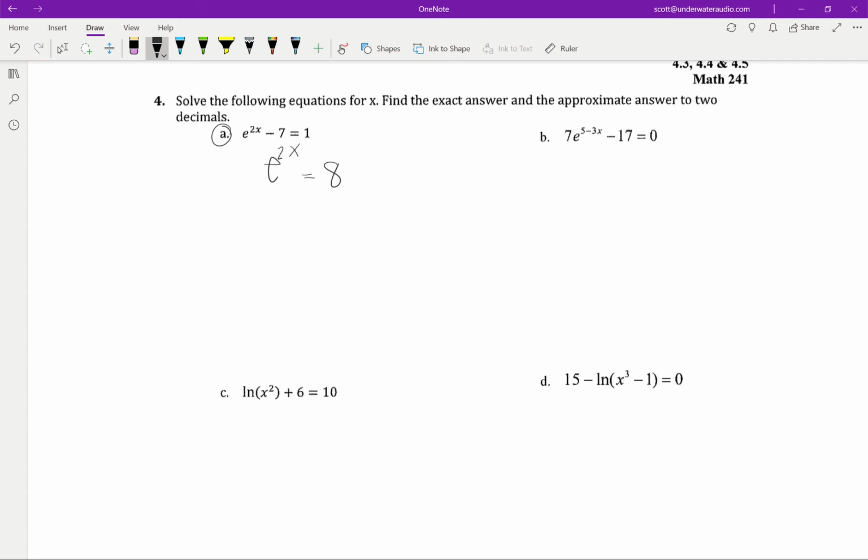And then I know that natural log and e are inverses of each other. So I'm going to take the natural log of both sides. The natural log of 8 is just like a number. It's just a straight up number. And the natural log of e to a power reduces to just the power. Okay, and then to get x by itself, I just divide by 2.